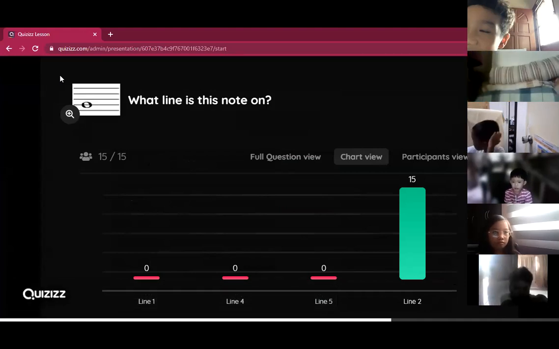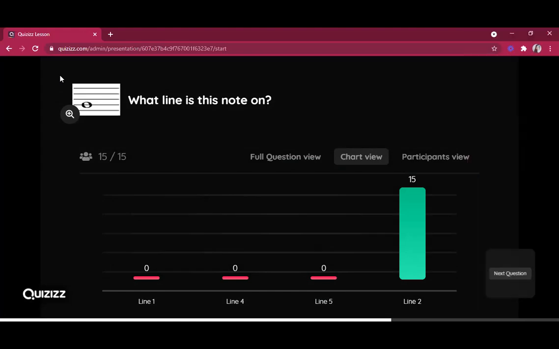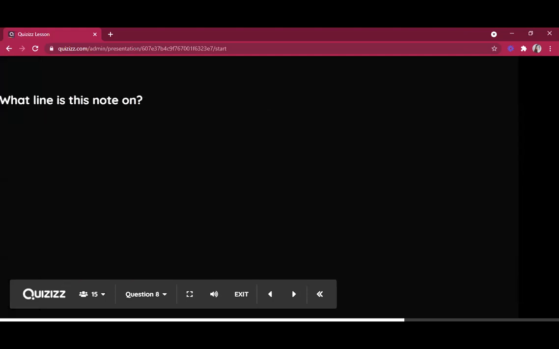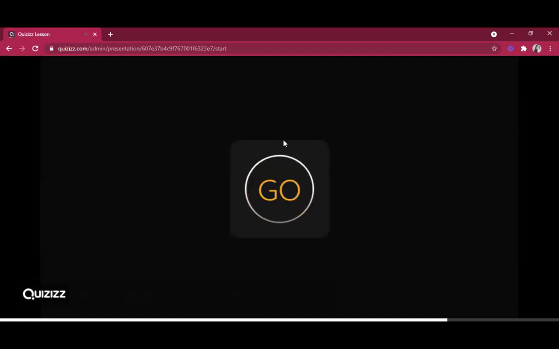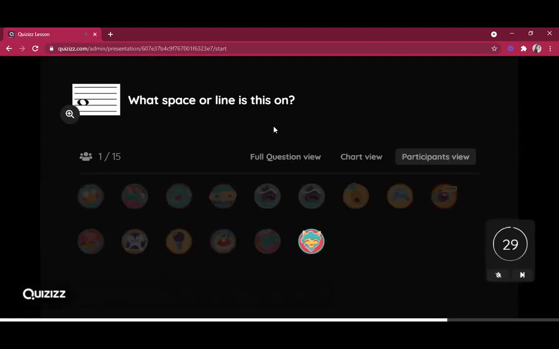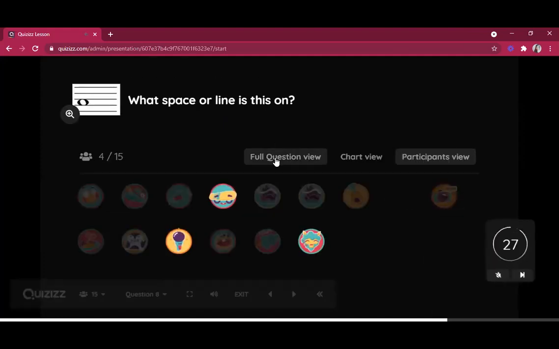With this game, it's about speed and the number of points. Yes, the number of points you got, correct answers. And about number 8. The number 8, what space or line is this one?